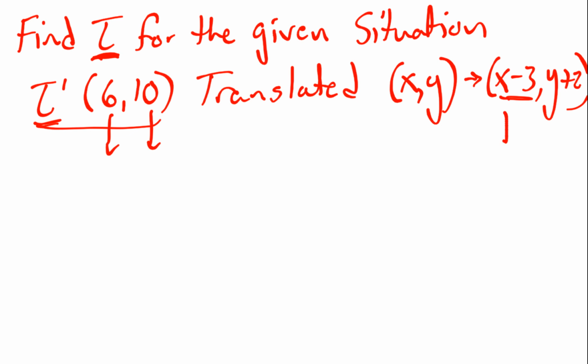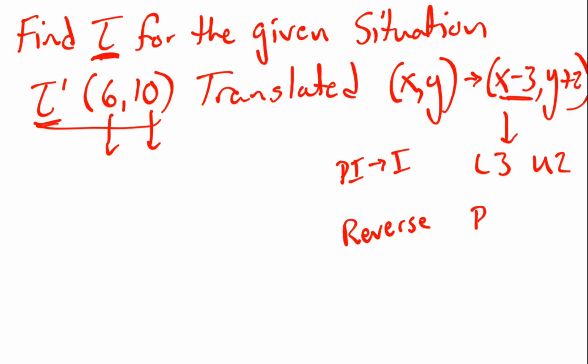Our rule tells us, going from the pre-image to the image, that we would go left 3 and up 2. That means if we go in reverse, to go back to the beginning from the final image, we would have to go right 3 and down 2. That's the rule we're going to apply to this problem.